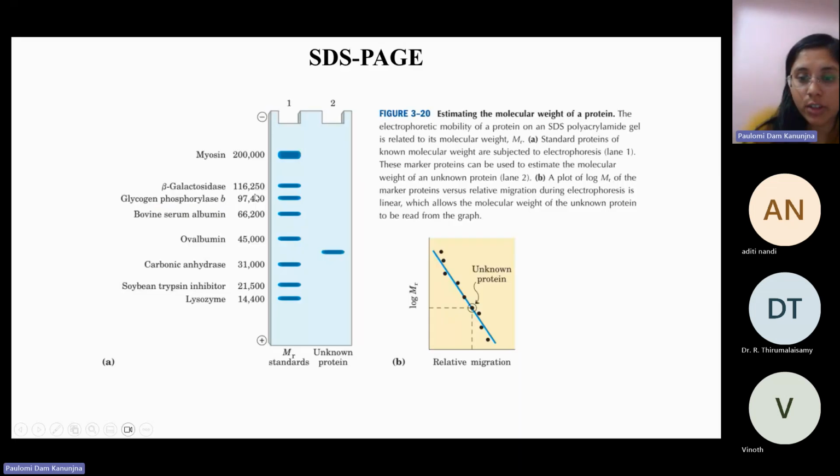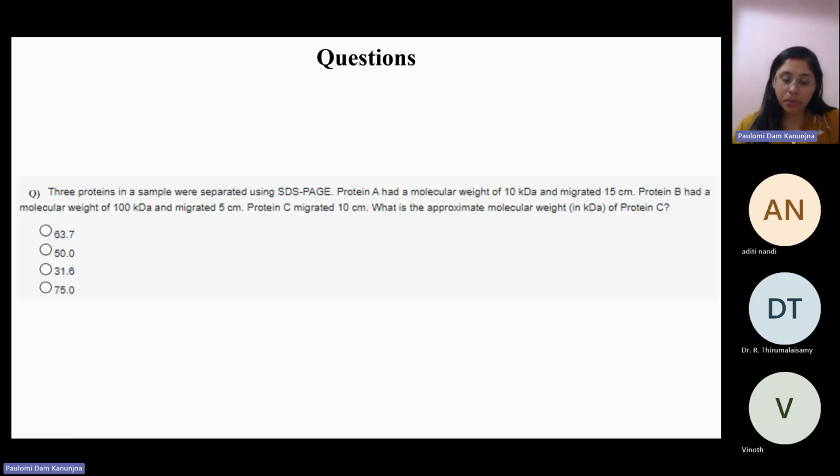What we told you is there's a plot here which is based on the log of the known molecular weights, and on the x-axis you have the migration distance basically, and you give a standard curve there, and then you find out the molecular weight of the unknown. So if you remember the equation for the linear curve, linear graph, and then you use it for calculation of unknown, this is what I'm going to use. Let's try to do this. This will be a good exercise for you to understand the concept.